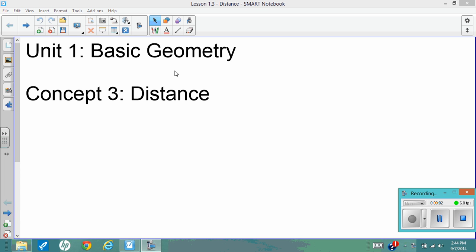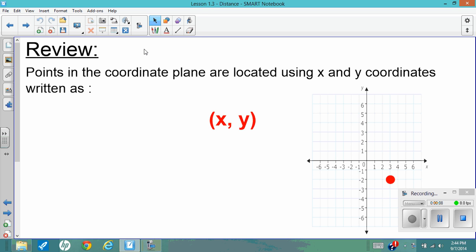Hey there, this is our third video for the first unit, basic geometry, and today we're going to talk about concept number 3, which is distance. Just as a review, let's talk about points in the coordinate plane. Points in the coordinate plane are always located using an x-coordinate and a y-coordinate. Remember that the x-coordinate goes from left to right, and the y goes down and up.